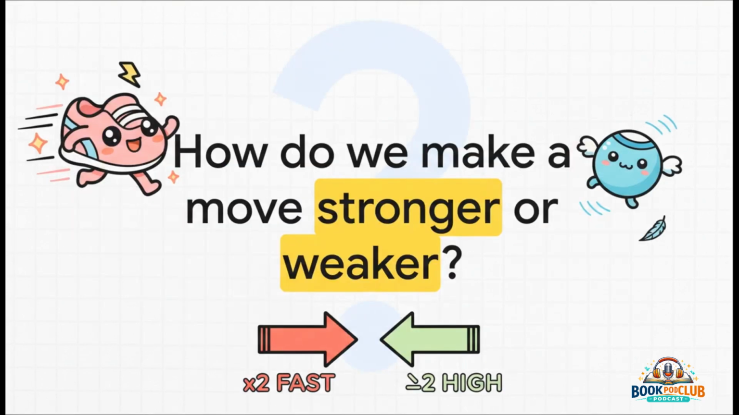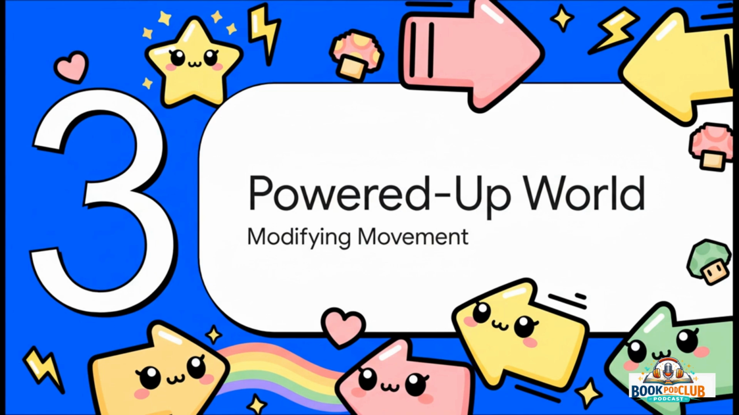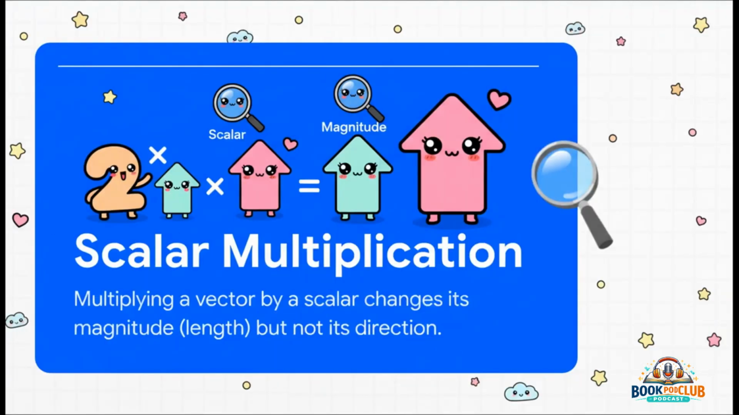Okay, so we can set a location, we can combine moves, but what if we want to change the power of a move? You know, how do we make our character suddenly run twice as fast or jump half as high? Well, that brings us to something we all get from video games, the power-up. We need a mathematical way to power up our vectors. In math, this power-up is called scalar multiplication. Now, scalar sounds fancy, but it's just a plain old number, not a vector, just a number. And when you multiply a vector by a scalar, you're either stretching it or shrinking it. You're changing its length, its magnitude, without changing the direction it's pointing.